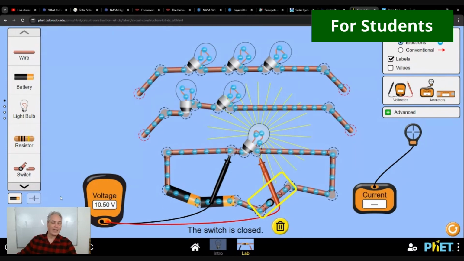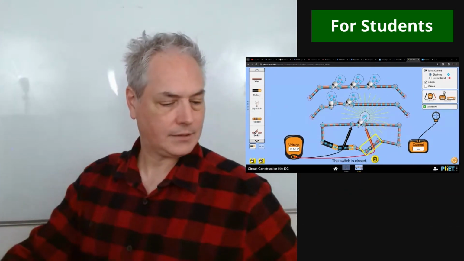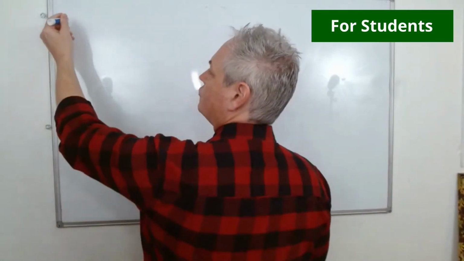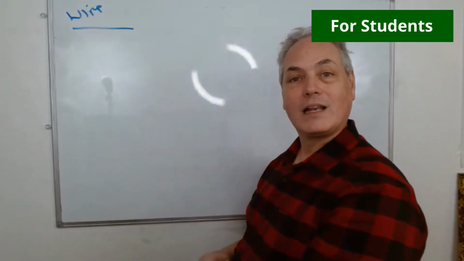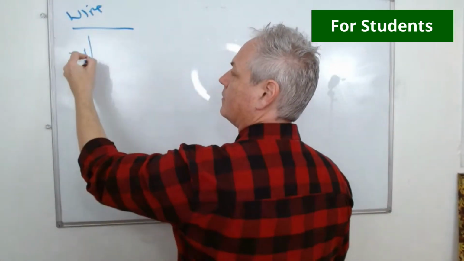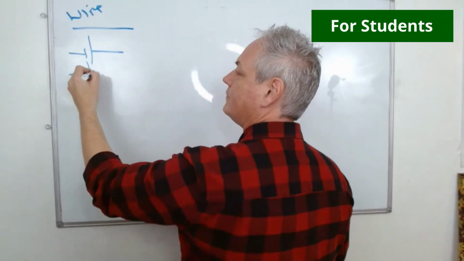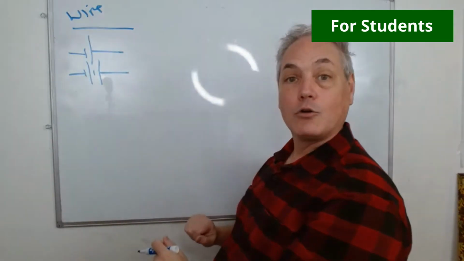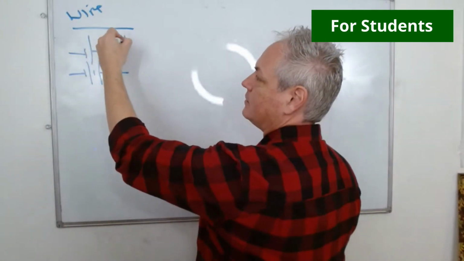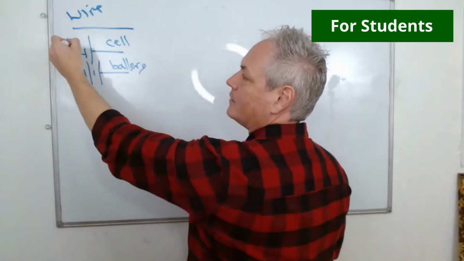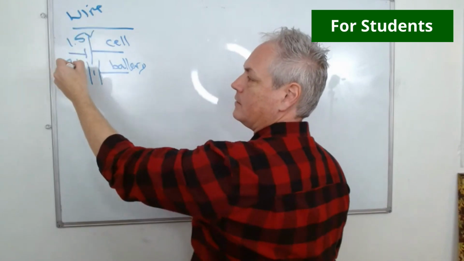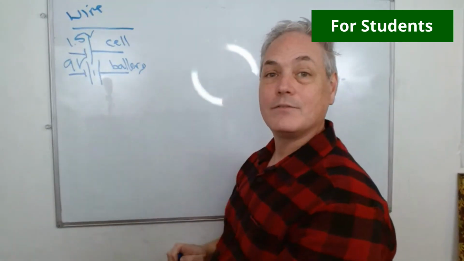So let's see if we can look at how we can do the tracing of this bit. So we're going to look at some symbols. So first of all, we have wires. They're in a straight line. That's easy. We also have our source. So this is a cell and this is a battery. Often we like to say what is the voltage at these sources.